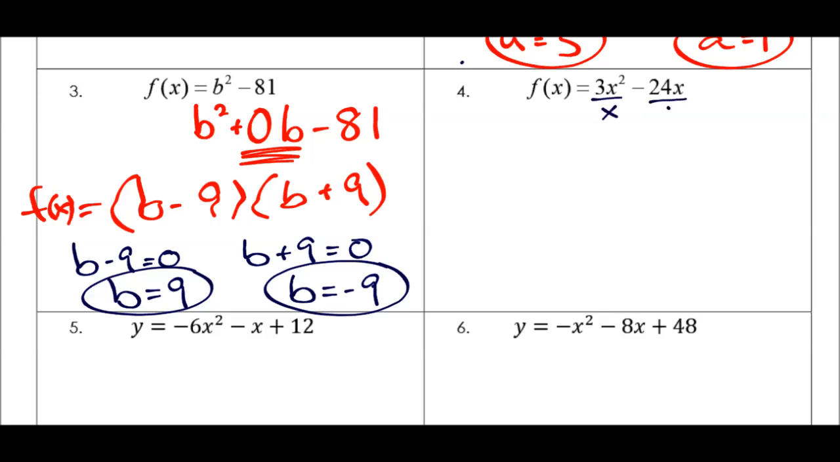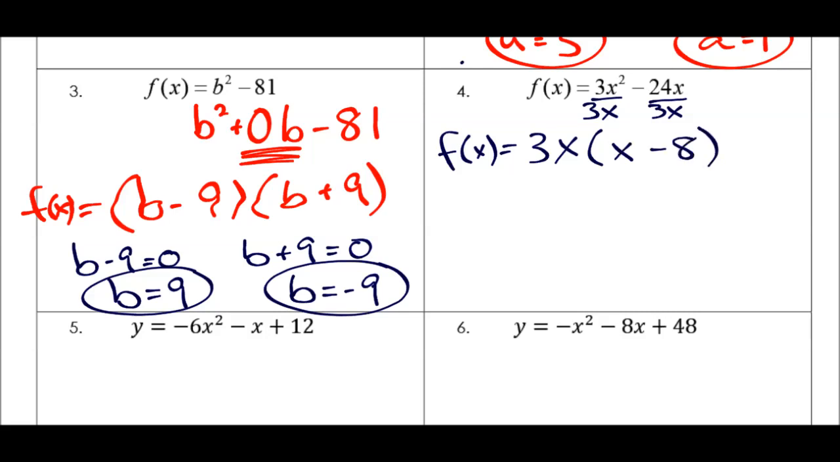Here, it's going to be an x. These both have an x in them, so I can take an x out and put that on the outside of the parentheses, leaving me with 3x. Actually, excuse me, I can take out more than that. I can take out 3x. 3x and 3x factor out of each of those. I'm going to divide each of them by 3x. This becomes x, this becomes a negative 8.